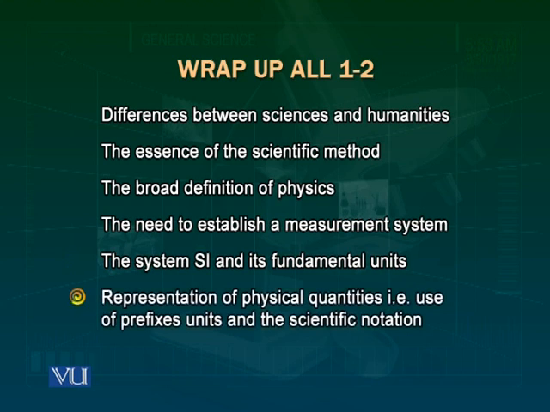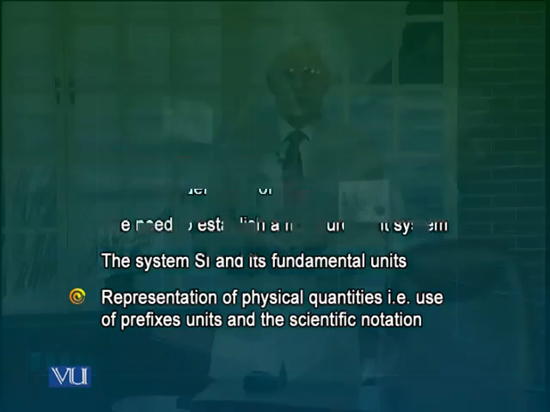Then we looked at how we represent numbers, because in sciences we are dealing with very, very small quantities, like the size of an atom. Not the size but the mass of the atom is 10 to the minus 27 kg. Size would be around 10 to the minus 15 meters, something which normally we do not understand.